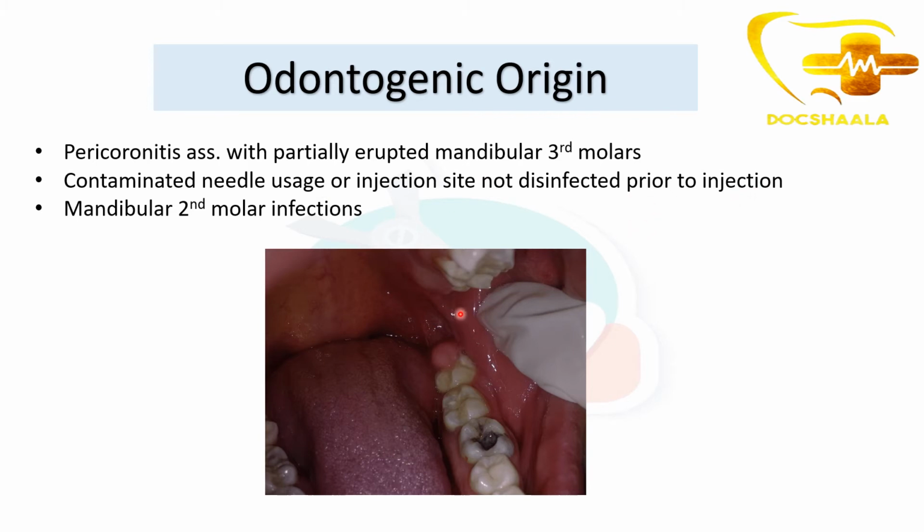injection. So here is the space where we give a lot of injections for blocking the nerves like the mandibular nerve and all. So when we are using a contaminated needle in this site, there is also a possibility of getting a pterygomandibular space infection, and also mandibular second molar infections. Okay, so these are the reasons.